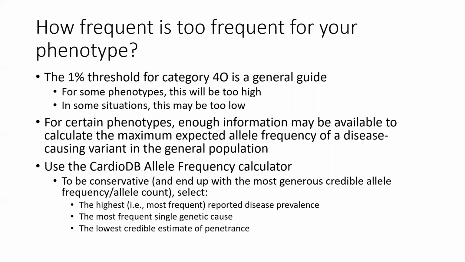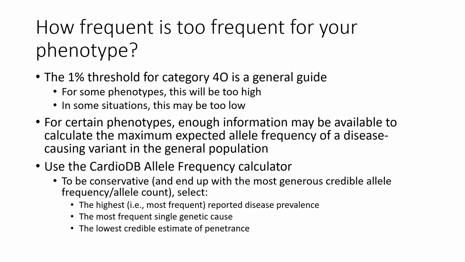But remember, that 1% threshold is a general guide. Just as it is for BA1 in the sequence variant guidelines, that particular number is not going to be appropriate in all circumstances. For some phenotypes, particularly those that are very rare, this number is going to be too high. And in some situations, it might be too low. For certain diseases and phenotypes, enough information might be available to calculate the maximum allele frequency of a disease-causing variant in the general population. You can use the CardioDB allele frequency calculator, which I'll show you on the next slide, to do this. In general, what you're trying to do is be conservative.